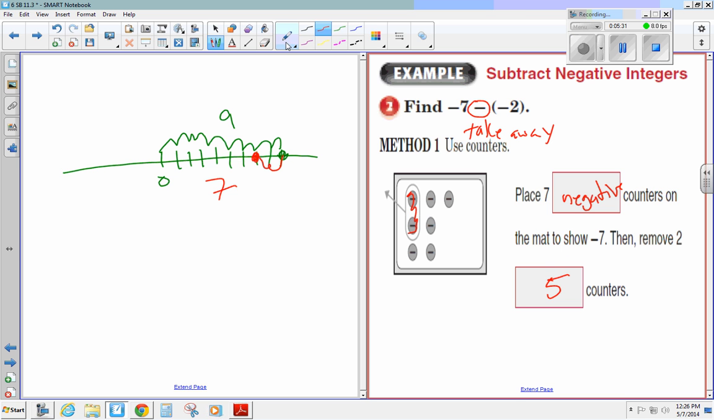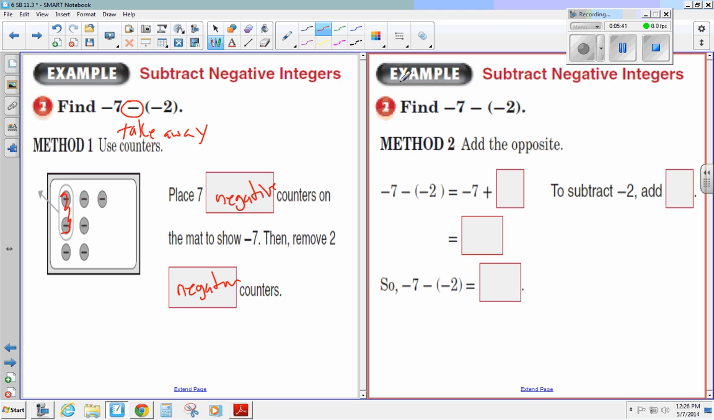Oh, sorry. Negative counters. So there are 1, 2, 3, 4, 5 negative counters left. You could add the opposite, minus a minus.